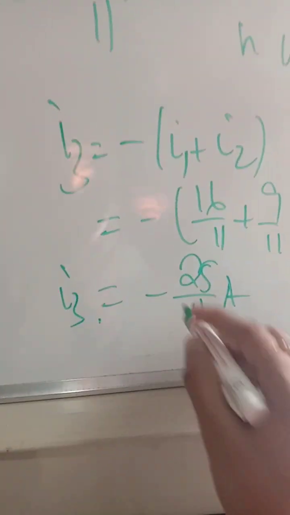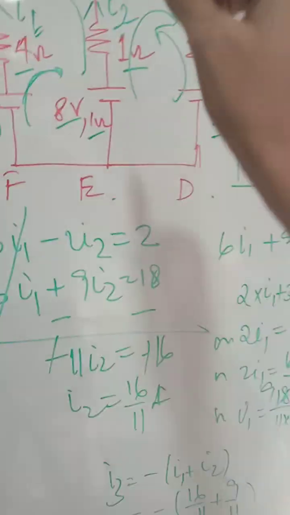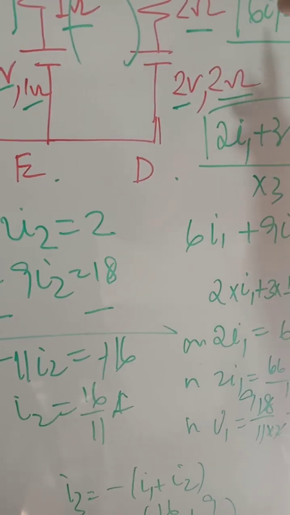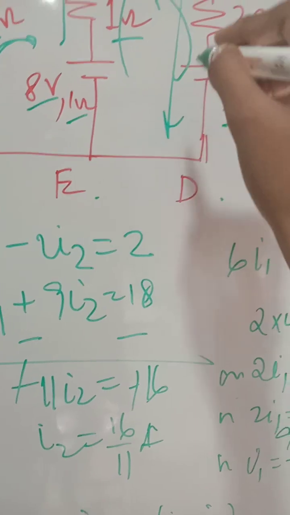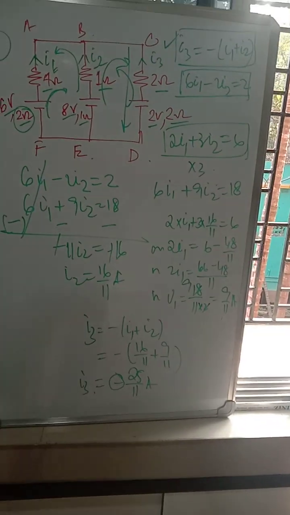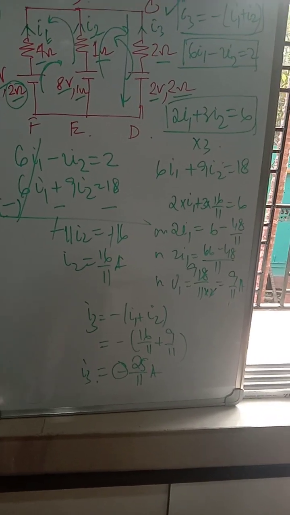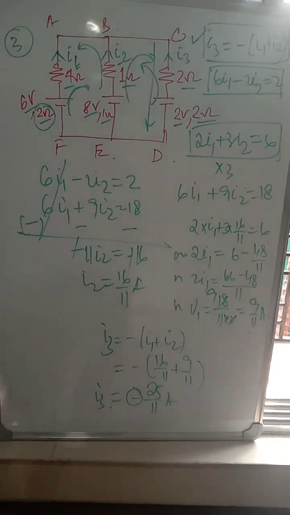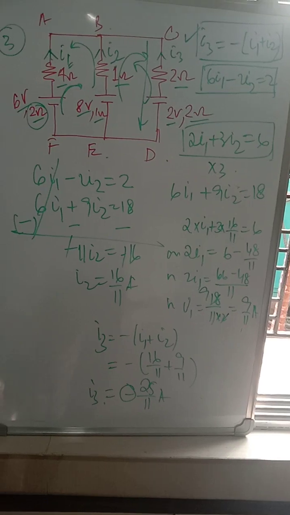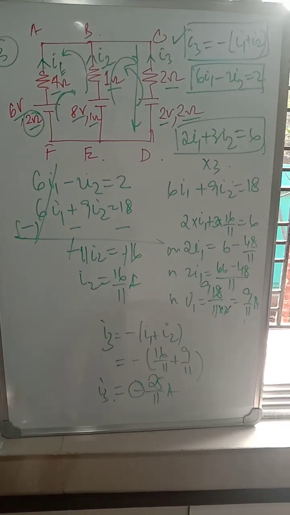So actually a minus sign suggests that the direction of the current should be in the opposite direction. That means it should be in that direction. I have taken that direction, there is no problem. But if you take the opposite or wrong direction of current, it will come out with a negative sign. So hence I have solved numerical number 3. I think it is clear to everyone.